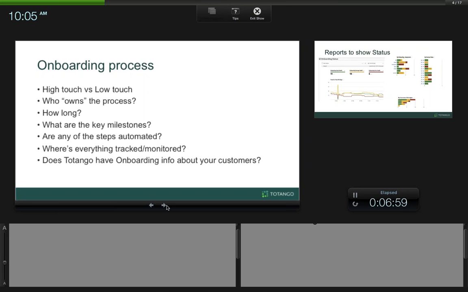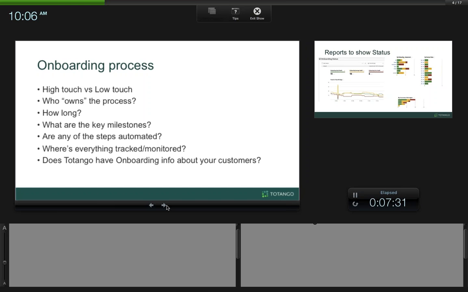What are the key milestones in your process? Does Tatango know about these milestones? Where is that information being tracked? And would it be valuable for Tatango to know what these key milestones are so that we can build processes around that? Any of the steps automated? Is anything that a customer goes through in their onboarding process, can that easily be automated to allow them to self-service themselves so that your team can have a little bit more time in their hands?